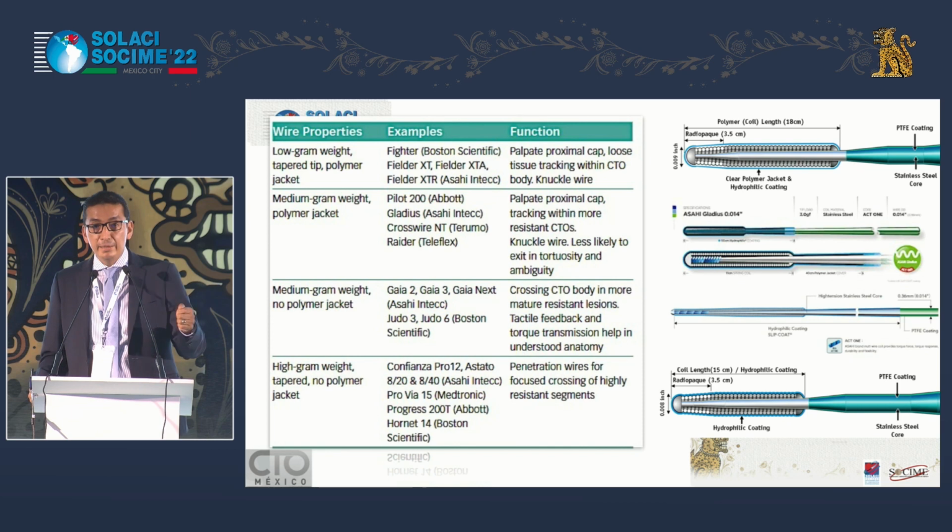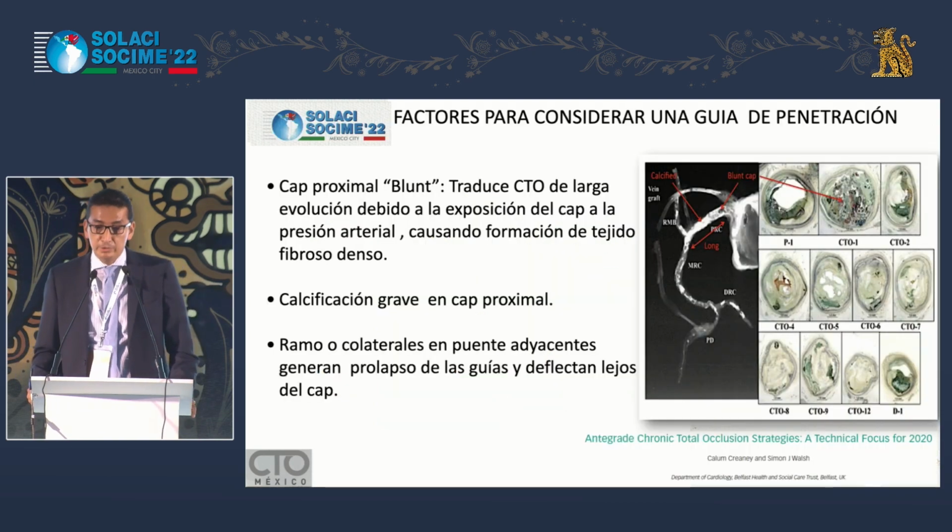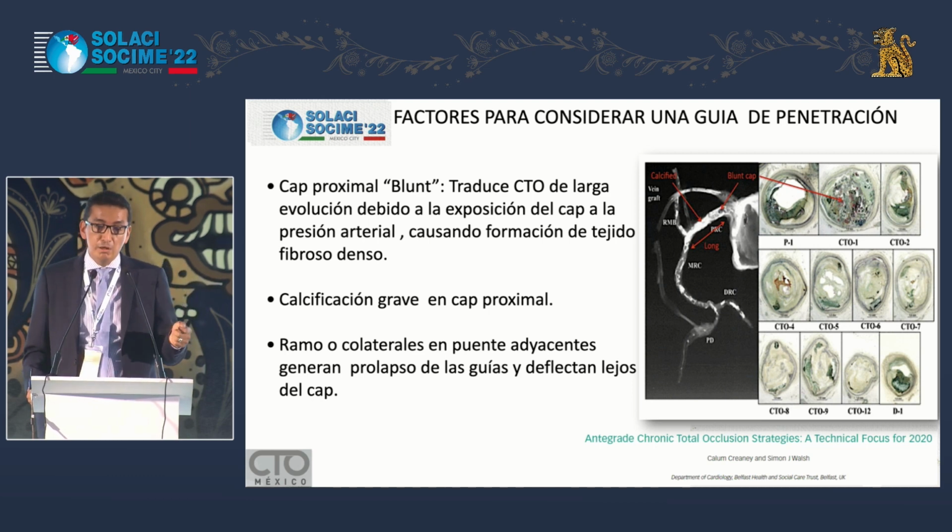Si yo tengo que navegar, ya tengo el CAP cruzado, pero necesito tener una percepción táctil de la lesión para no salirme de la estructura del vaso, medio gramaje sin polímero jacket es tu opción. Y si solamente quieres penetrar el CAP, evidentemente gramaje alto, no polímero jacket, va a ser lo que les podría recomendar. ¿Y por qué es importante la elección cuando estemos viendo la evaluación angiográfica?